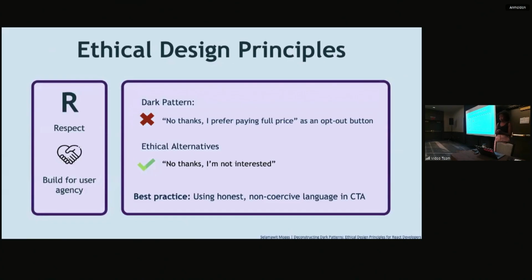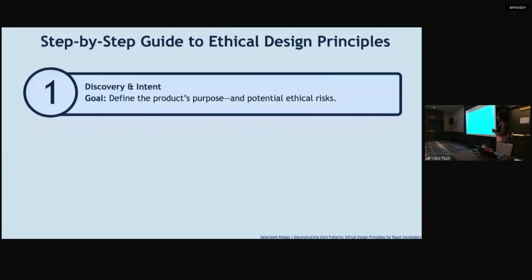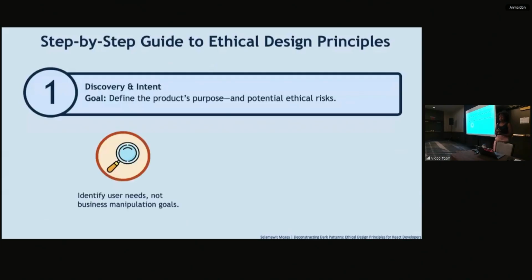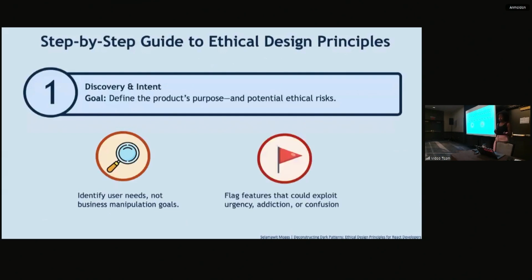But how do we actually put these values into motion during a real project? So here I'll have 6 steps next, kind of going through the product development cycle and then where we can actually incorporate ethical design. So during the discovery and intent phase, the goal here is to define the product's purpose. And here we can also add potential ethical risks. So what does that actually look like? That's identifying user needs and not business manipulation goals, and also flagging features that could exploit urgency, addiction, or confusion.